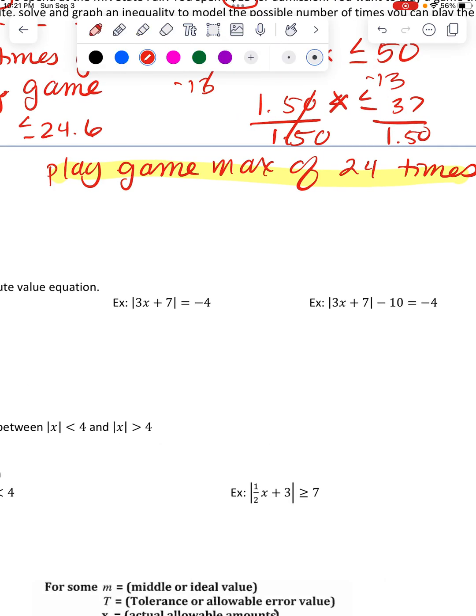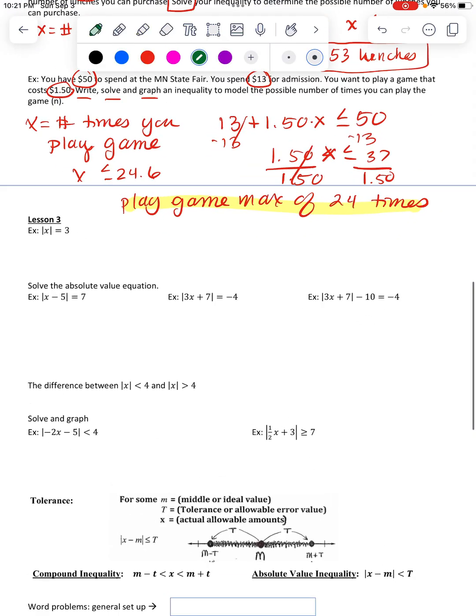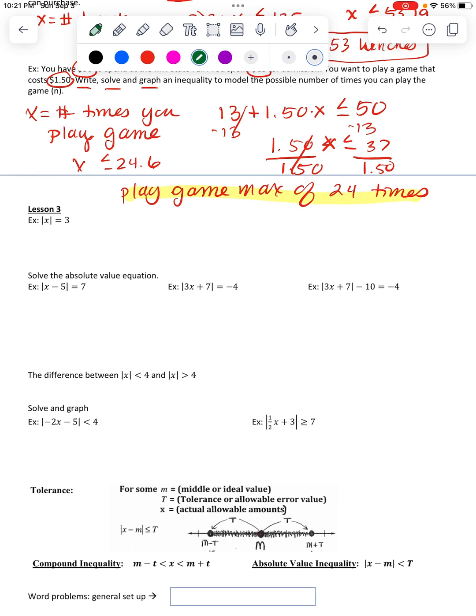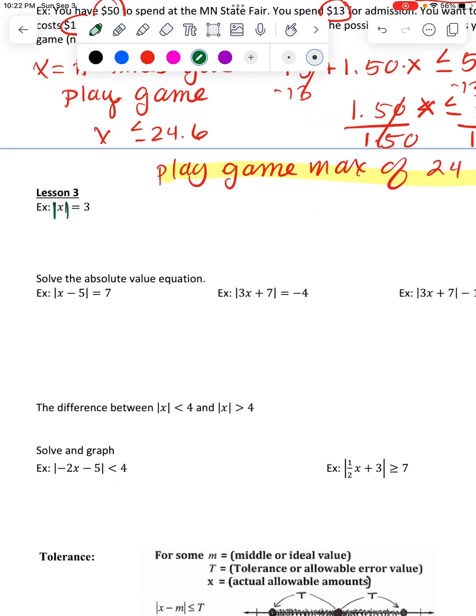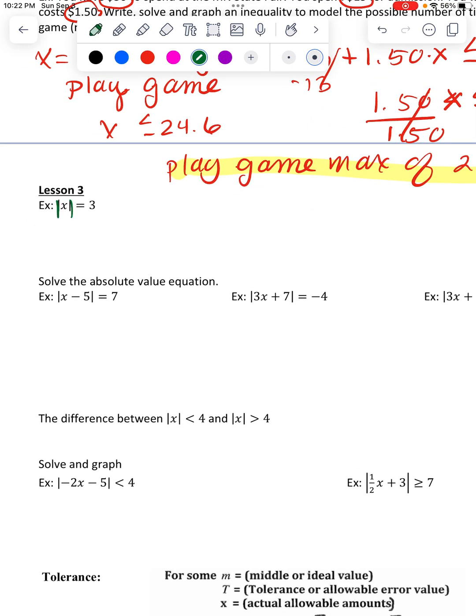Alrighty, we are back at it. Let's do green. Green's such a great color for absolute value. So this symbol, these bars that you see right here, you've seen that again. We're still kind of just revisiting things from Algebra 1. These are absolute value. And that's exactly what it means, like the value.